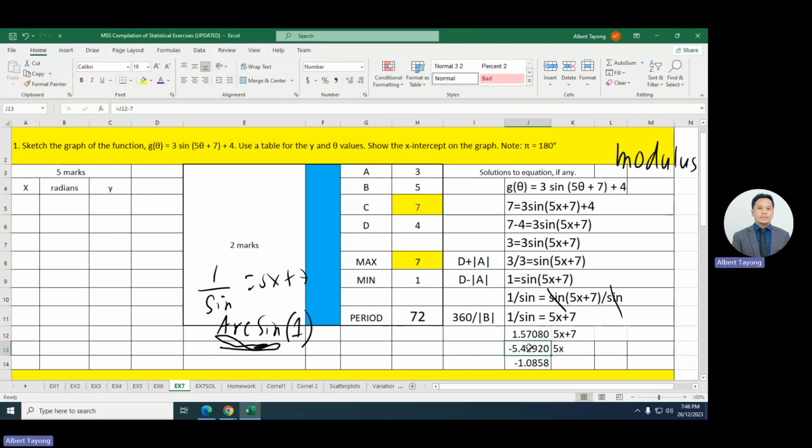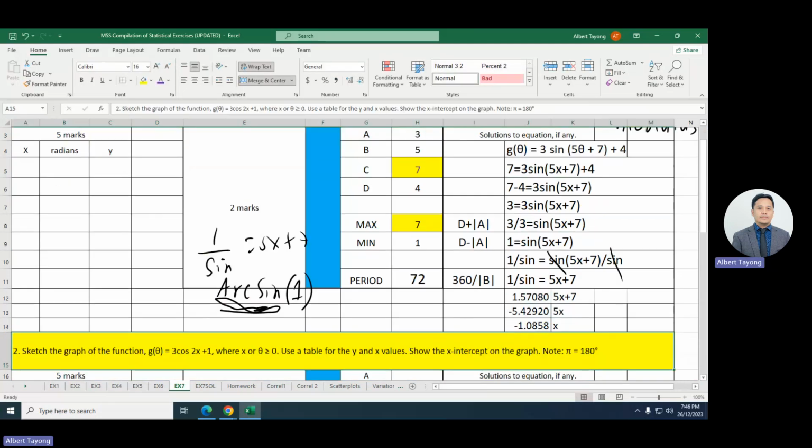And then here equals this minus what? Why minus 7? Because we transfer, equals 5x. Then how to find x? Divide by 5. So what is x? What is our x?